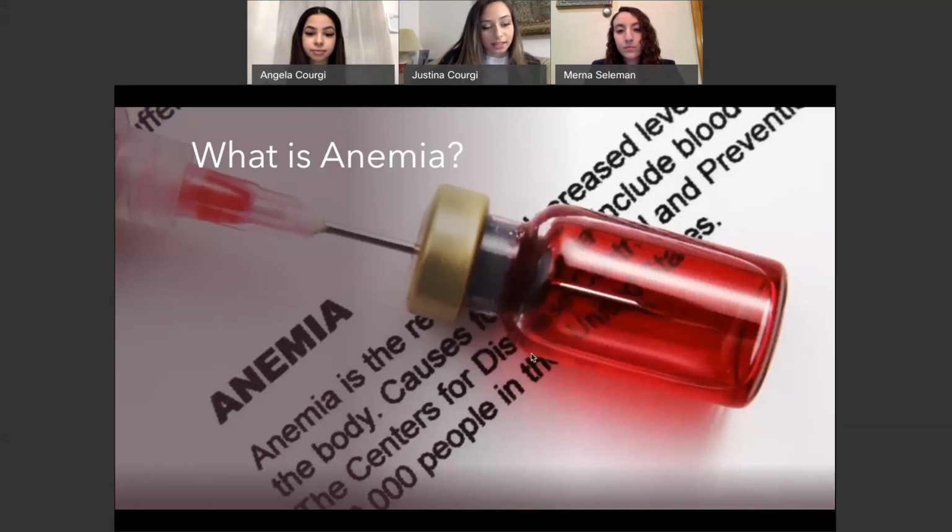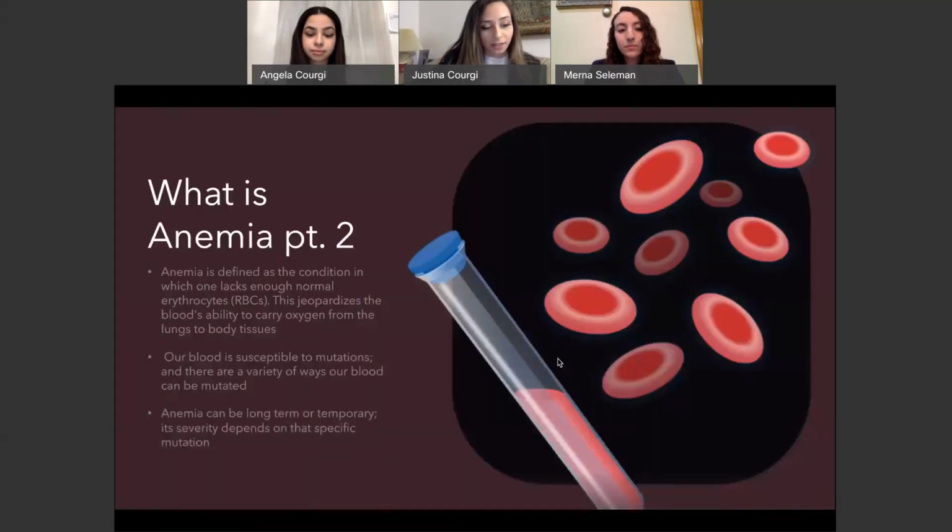So what exactly is anemia? Anemia is defined as the situation in which one lacks enough normal erythrocytes. This jeopardizes the blood's ability to carry oxygen from the lungs to the body tissues.